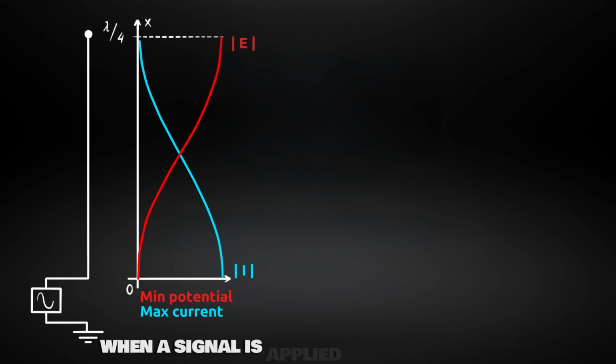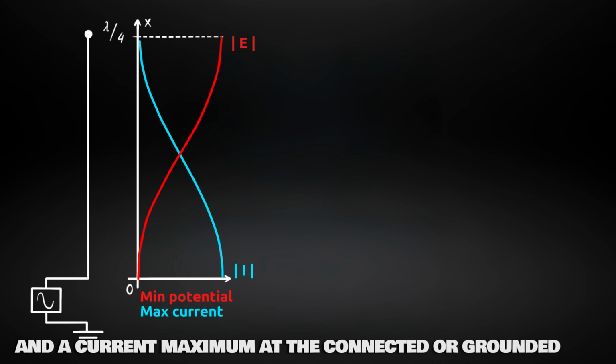When a signal is applied to a rod antenna, with a quarter-wavelength signal matching the length of the antenna, a standing wave is formed in the antenna with a potential maximum at the open end and a current maximum at the connected or grounded end.